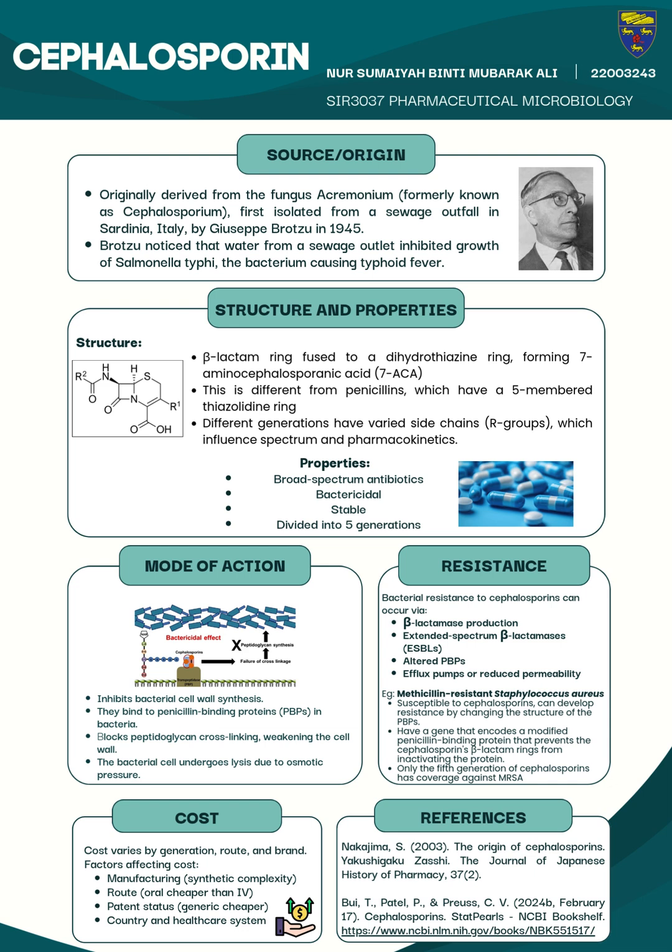Next, the structure. Cephalosporins have a beta-lactam ring fused to a dihydrothiazine ring, forming a structure called 7-aminocephalosporanic acid, 7-ACA. This is different from penicillins, which have a 5-membered thiazolidine ring. Cephalosporins have a 6-membered ring. Different generations have varied side chains, R groups, which influence spectrum and pharmacokinetics.